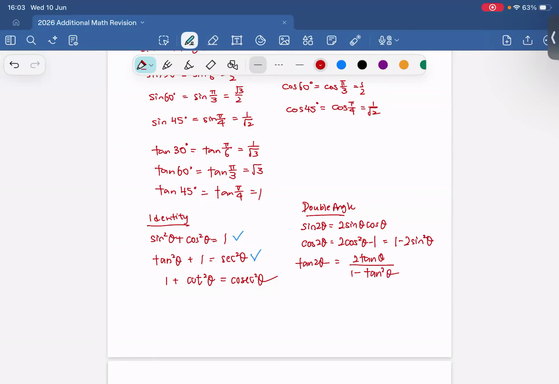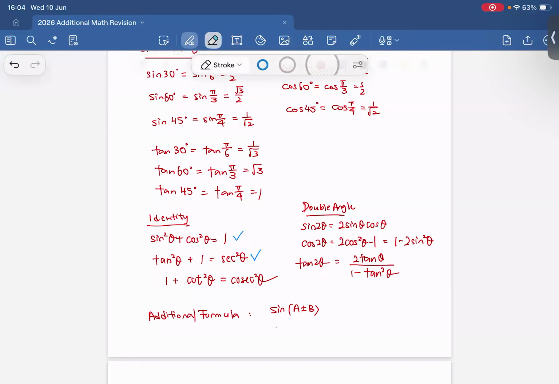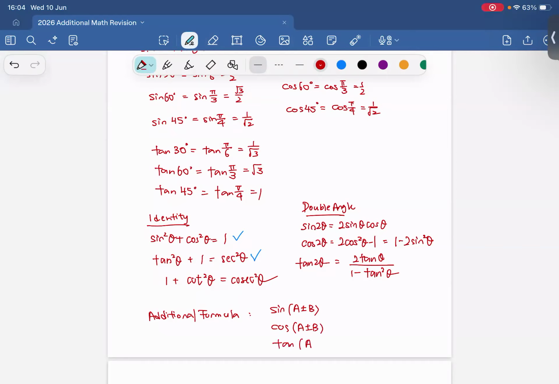Okay, and of course, finally, you have your addition formula. Addition. Okay, this addition formula is more special because you always have your plus and minus that you can see. You can see a bracket, cosine plus and minus, and tangent plus and minus. So you say you don't need to remember the formula. I think you still need to remember a bit.